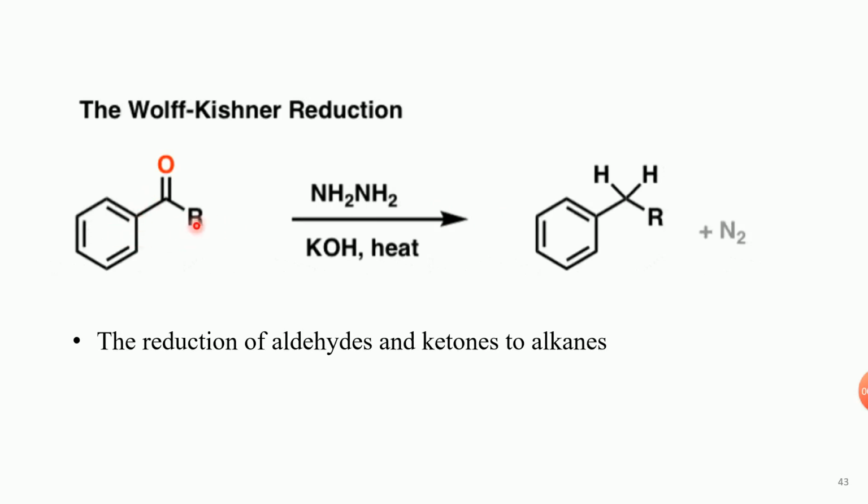This is the reaction where the carbonyl functional group of an aldehyde or ketone is converted into the methylene, that is CH2 group, and the product formed is an alkane. The starting aldehyde or ketone is converted into the alkane on reaction with hydrazine and the strong base KOH.